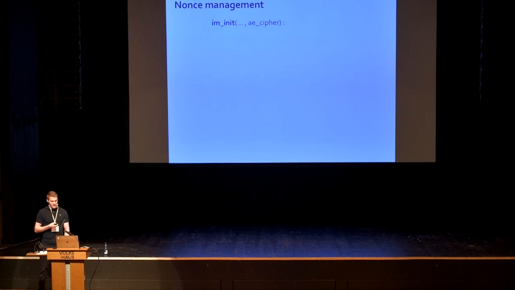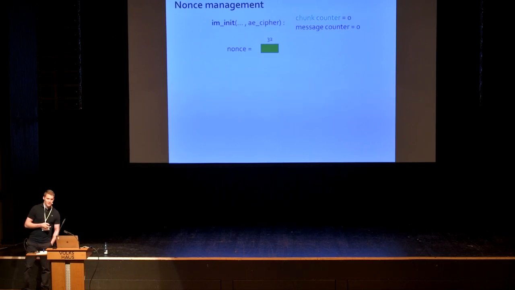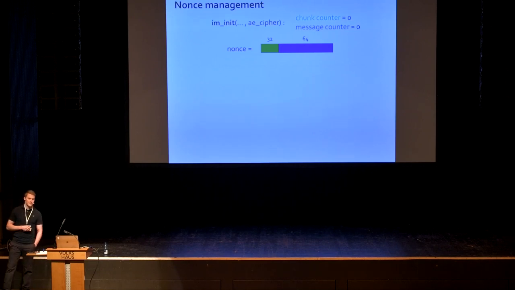When initializing an InterMAC library instance, one of the things a user must do is to choose a nonce-based AE scheme to use. This affects the way that nonces are handled. During initialization, we also initialize the chunk and message counters to 0, and we use the chunk and message counters to generate a nonce. The first part of the nonce is the 32 least significant bits of the chunk counter, and the second part is the 64 least significant bits of the message counter. Clearly, if the chunk counter and message counter are updated as I described earlier, the nonce will be different every time you use it.